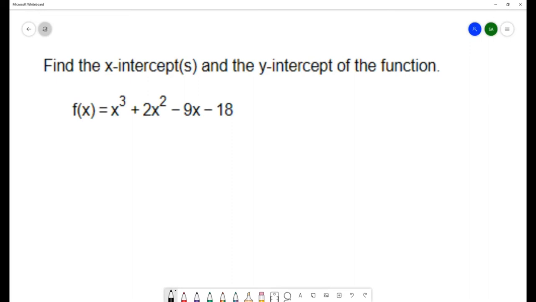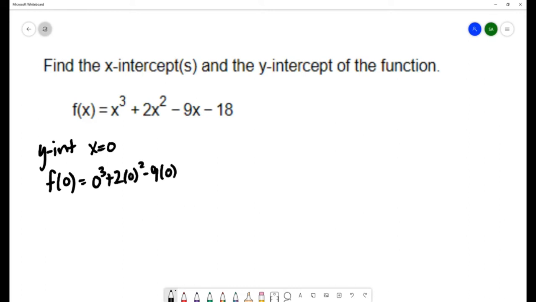And to find a y-intercept, you want to let x equal 0. And when you let x equal 0, you know that your point will have to be on the y-axis. So we're going to substitute a 0 in for x. That's 0 cubed plus 2 times 0 squared minus 9 times 0 minus 18.